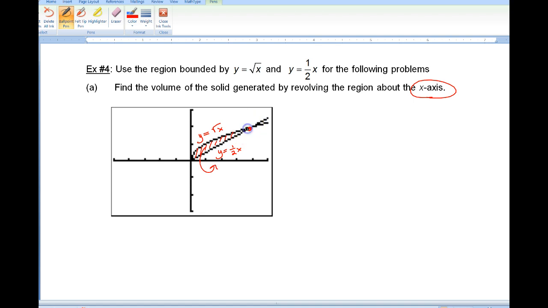Again, we need to figure out where they intersect. So we have pi. What are the bounds? 0 to, where do they intersect? How do we know that?